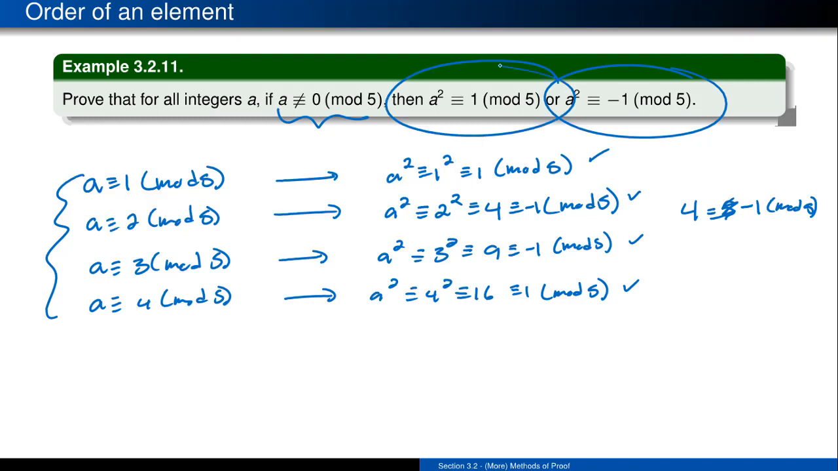The idea is that as long as you're avoiding 0, you're going to have either a 1 or a negative 1. Obviously, if we start with 0 and I square it, it's just going to kick me into the 0 world, so that's the one that I want to avoid.